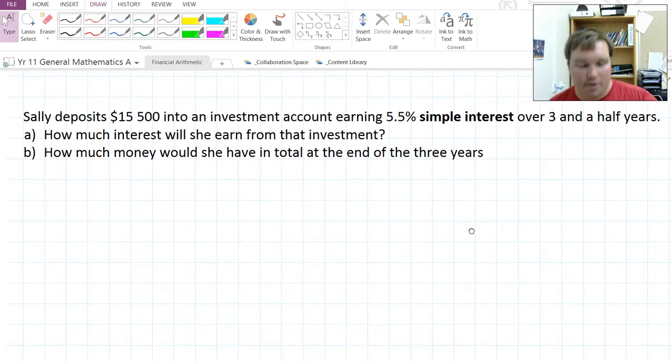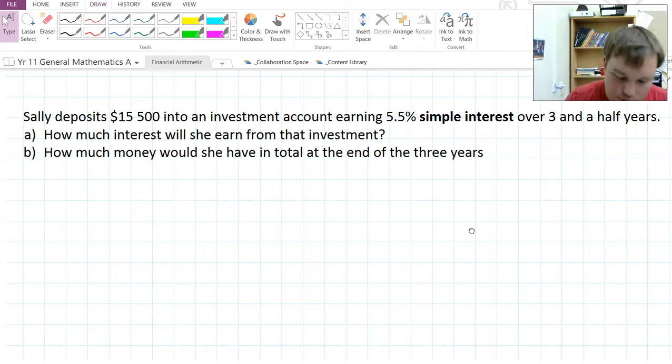Firstly, Sally deposits $15,500 into an investment account, earning 5.5% simple interest over 3.5 years. How much interest will she earn from that investment? The way I'd like you to answer these questions is write down what you have, write down what you know, pick a formula, substitute in, solve. So, write down what you have.